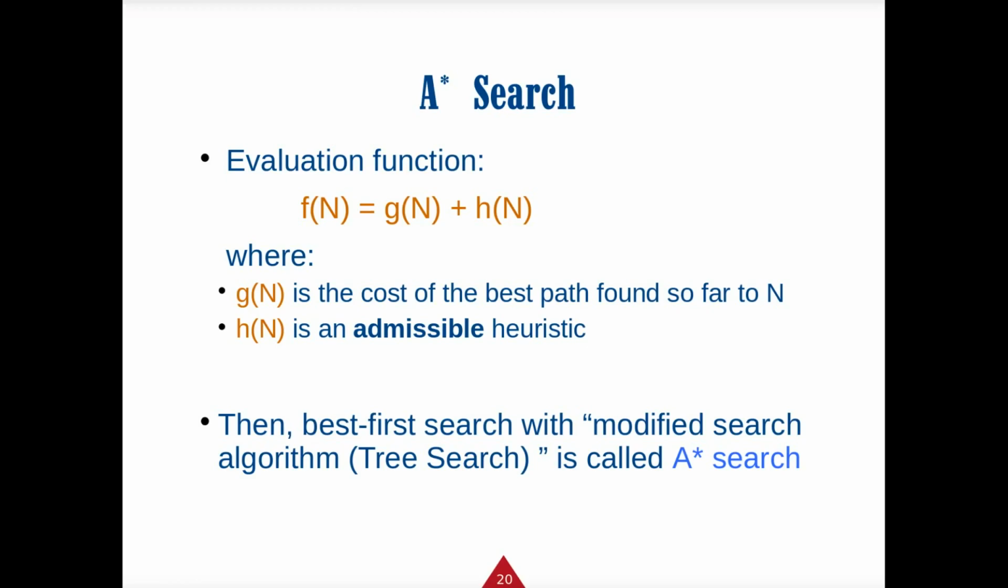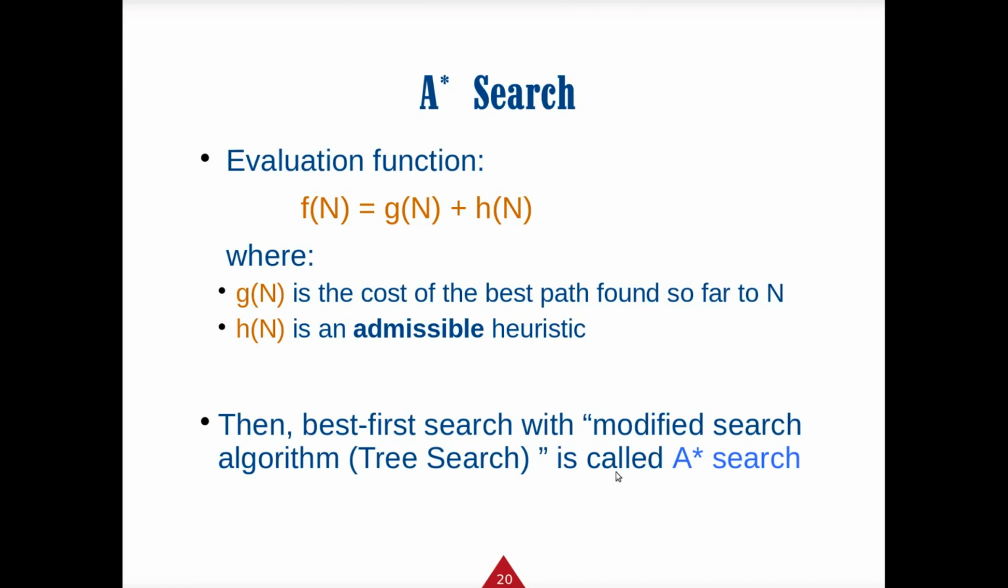And then the function we're going to really go into now is the A star search. So the evaluation function is f of n, where we have g of n as the cost function, h of n as the heuristic function. g of n is basically the cost of the best path so far. And h of n is the admissible heuristic, so it's basically the best case. This is a best first search with a modified search algorithm.